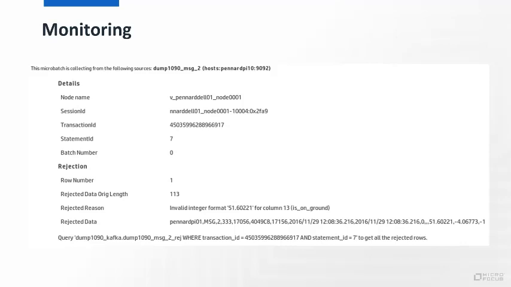Drilling into rejections, Vertica provides a reason for the rejection. Here we can see that the data was rejected as a value of 51.60 was supplied for a column that is defined as an integer.